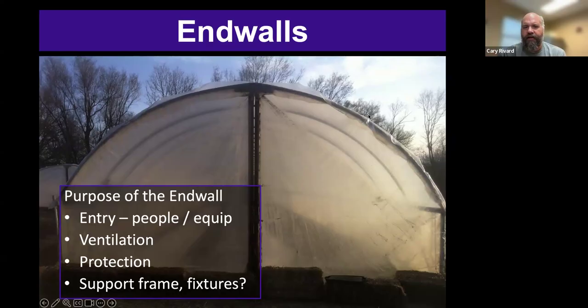The other thing to keep in mind with the in walls, it does provide support for the hoop. And depending on how you build it, it can provide a lot of support for the hoop. And so, if you're going to be adding fixtures like fans, anything with any real weight, then you're going to want to think about that when you're putting together your framing design as well.